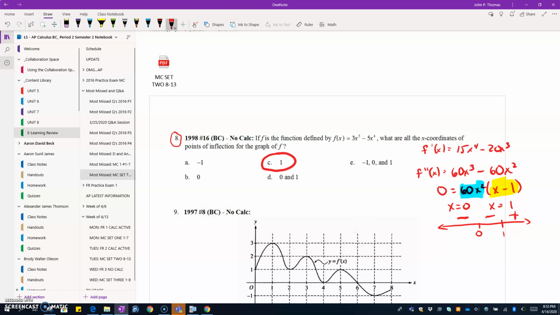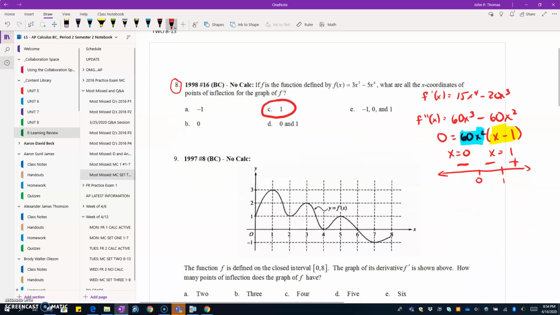And probably the most commonly incorrectly chosen answer would be D. I hope that was helpful. Again, always remember, check for sign changes. Sign changes are absolutely necessary to have an inflection point. If you don't have a sign change in the second derivative, the graph did not change its inflection.